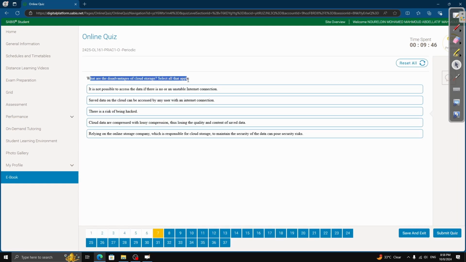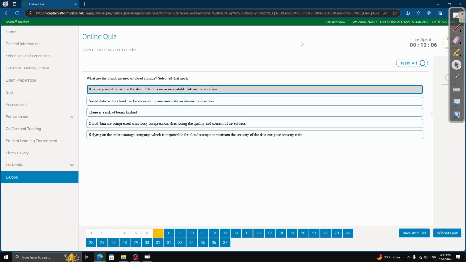What are the disadvantages of cloud storage? As said in the previous question, cloud storage is basically storage outside of the computer, held on servers. Now we're looking for disadvantages of this. Is it possible to access data saved on cloud storage if there is an unstable internet connection? Obviously not. It's on servers, not on your computer. You'd have to have a network connection to be able to connect to those servers.